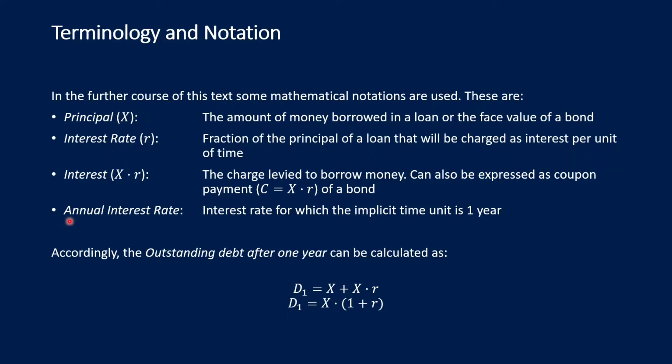The outstanding debt after 1 year can now be calculated, and this is what we call compounding, so putting interest on top. D1 is the outstanding debt after 1 year. That's why we have the little index 1 here, and that is, of course, the principal, so the borrowed money, plus the interest that is levied on the principal for 1 year, so X times r. And of course we can use brackets, and we can simply multiply X times (1 plus r).